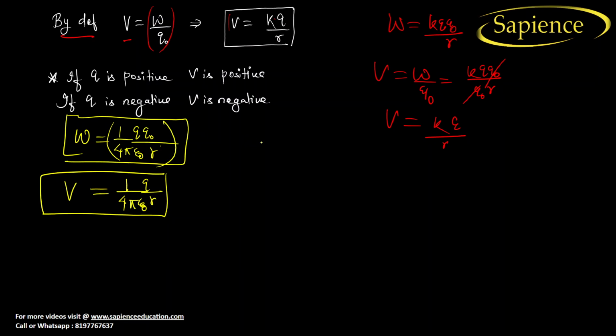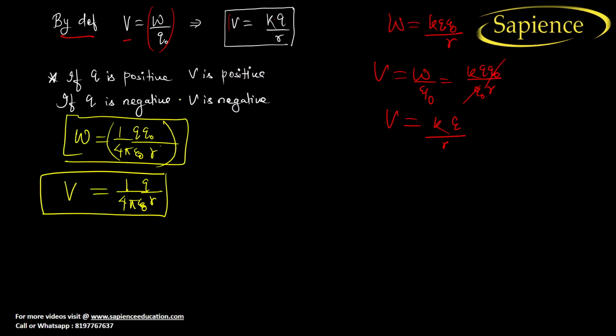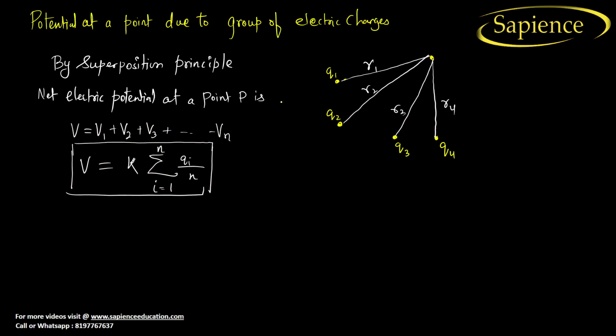Now let us go for the next one. Before that, I want to know: what is the sign of the potential? If Q is positive, potential will be positive. If Q, that is charge, is negative, potential will automatically be negative. Right? Now let us go for the next one. What do you know? Potential is a scalar quantity. Potential is a scalar quantity.